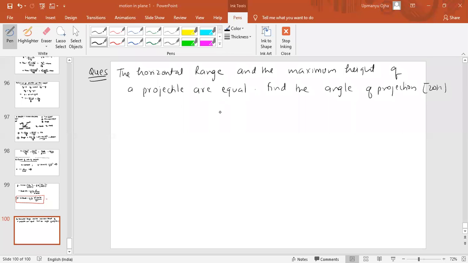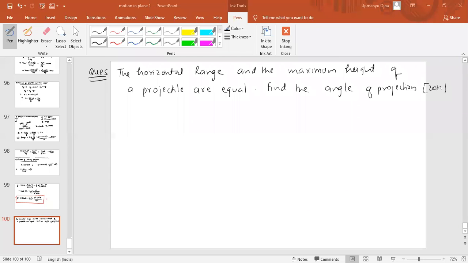45 degree? No. Read the question carefully. The horizontal range and maximum height are equal. You need to find the angle of projection of the projectile. 45 is not the right answer. Just read the question carefully, then only you can get the answer. 90 degree? In 90 degree, where is the range? 60 degree? Okay.